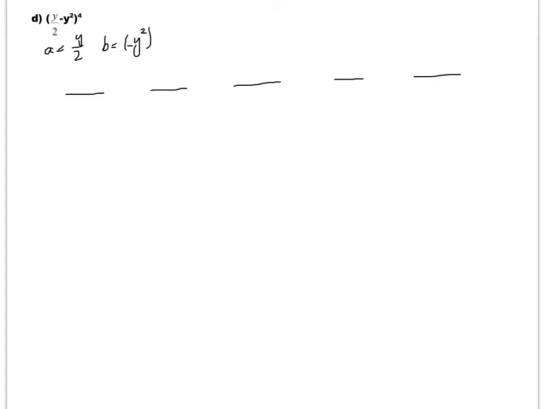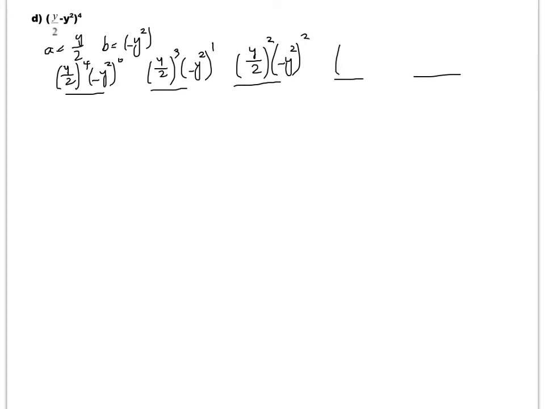The first term is going to have a with the maximum exponent, so it's y over 2 exponent 4 negative y squared exponent 0. Y over 2 exponent 3 negative y squared exponent 1. Y over 2 exponent 2 negative y squared exponent 2. Y over 2 exponent 1 negative y squared exponent 3. And last, y over 2 exponent 0 negative y squared exponent 4.